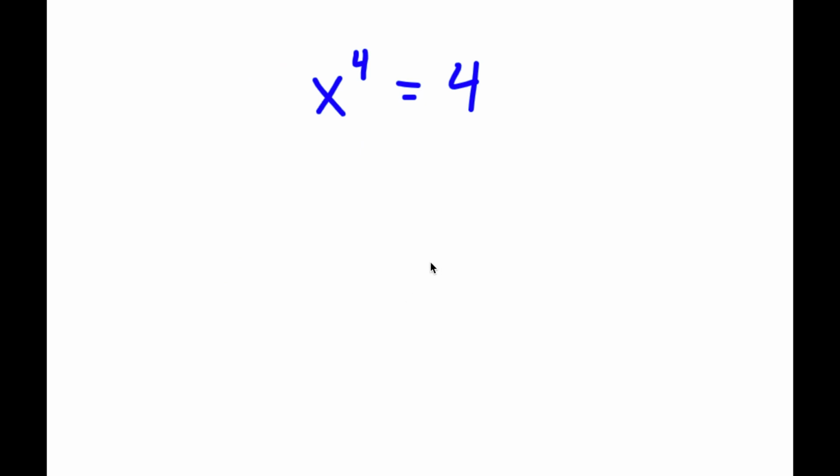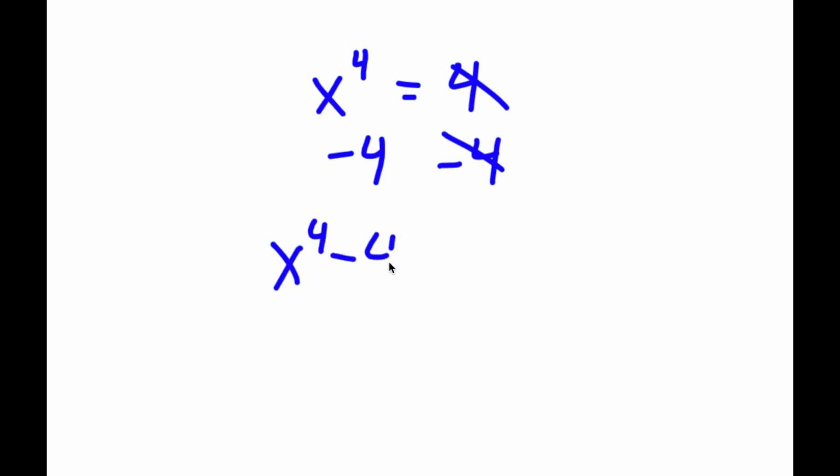Alright, so in this problem, I have x^4 = 4. So to solve this, I'm going to first start by subtracting 4 on both sides. So then these two cancel out, and I get x^4 - 4 = 0.